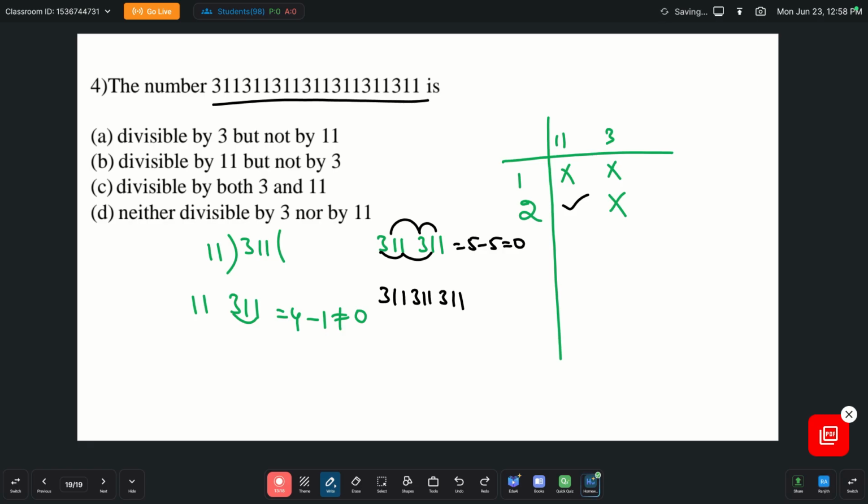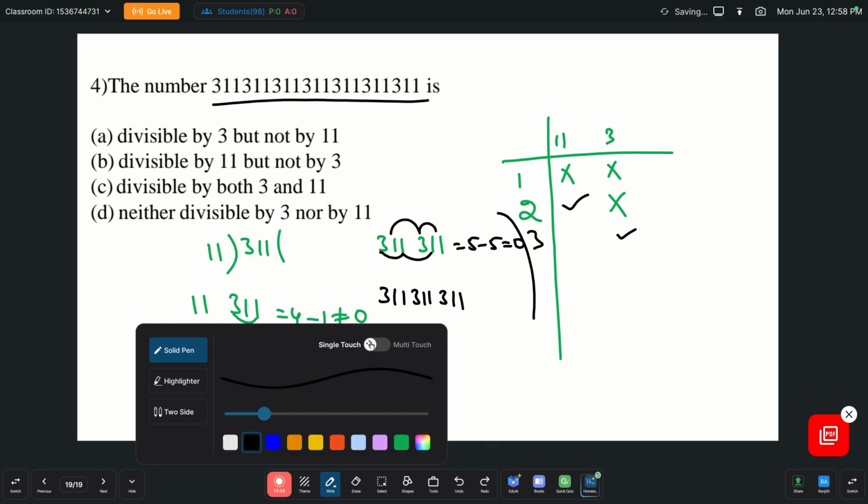So 311, 311, 3 times. 3 is getting 3 times, 1 is getting 6 times. 3 is getting 3 times, in the sense 3 3s are 9. 1 is getting 6 times, in the sense 1 into 6 will be equal to 6. It is divisible by 3 table. What about 11 table?